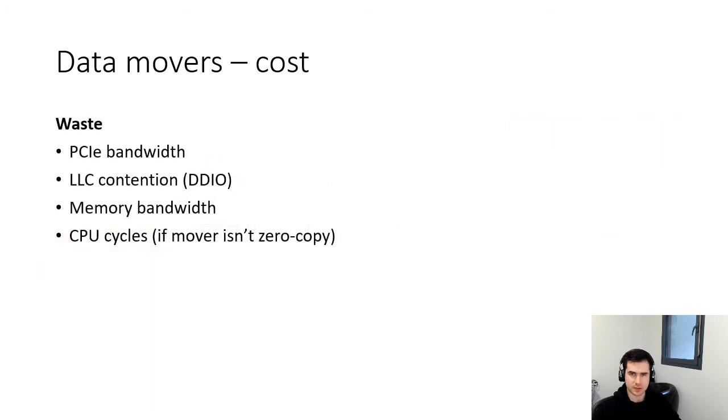So to summarize, data movers are wasteful because they move message data over PCIe to memory, and optionally copy it inside the CPU, despite processing only message metadata. Additionally, when using direct cache access, such as Intel DDIO, NIC DMA writes and reads pollute CPU caches with message data.